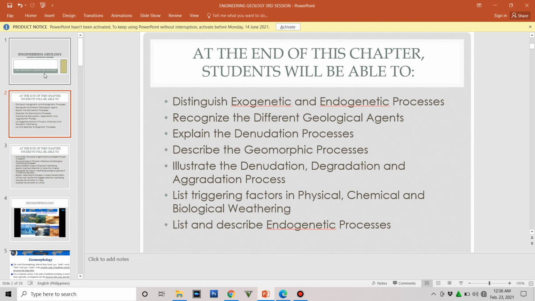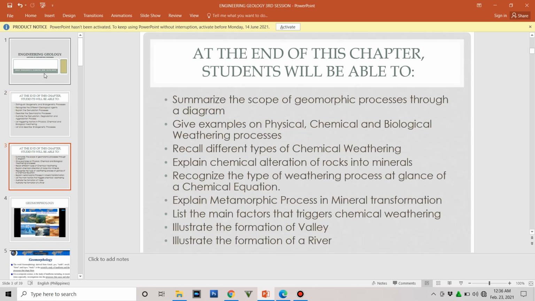So from this, we are going to list triggering factors in physical, chemical, and biological weathering. We're going to also list and describe endogenetic process, and then summarize the scope of geomorphic processes through a diagram. And then we're going to give examples on physical, chemical, and biological weathering process.